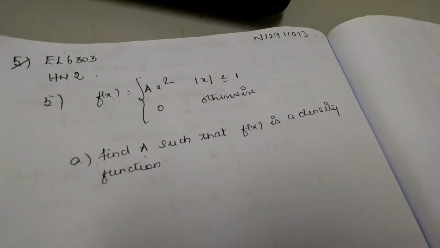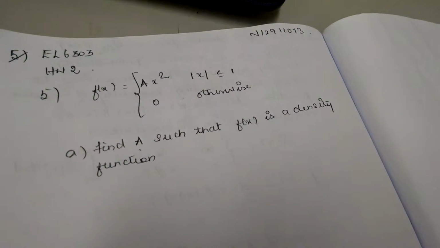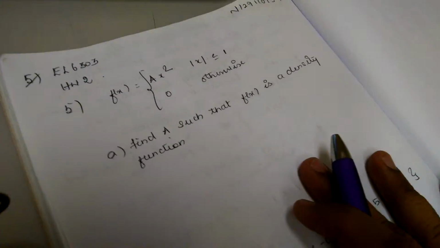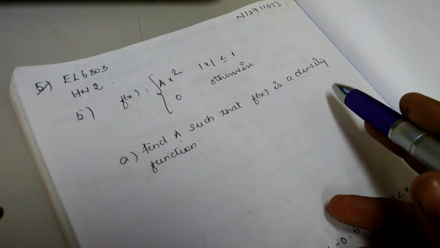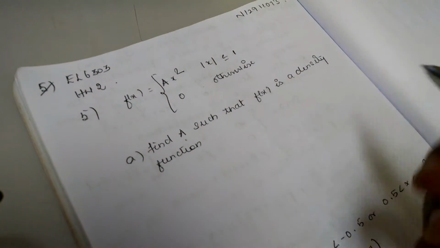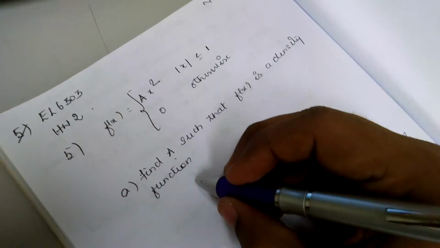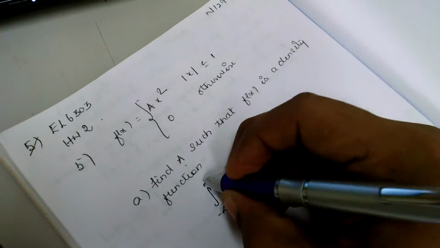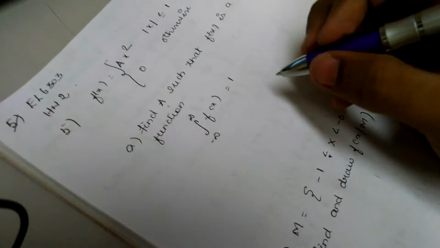This is homework 2 of PL6303, question 5. Part A, where we need to find the value of a such that f of x is a density function. In order to prove this, we need to prove that the integration of f of x from minus infinity to infinity is equal to 1.